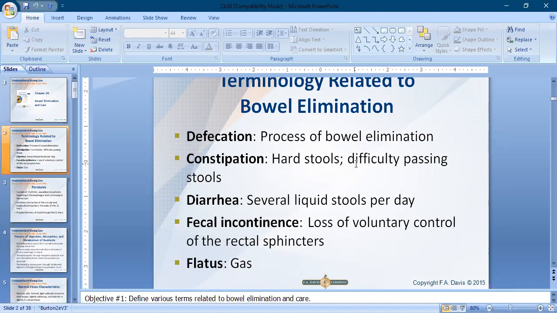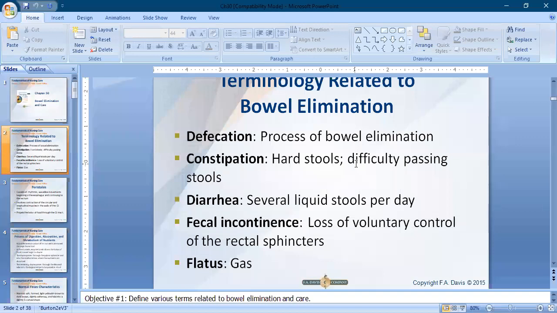Another point is diarrhea. So what is diarrhea? Diarrhea means excessive, several liquid stools per day. Diarrhea can cause dehydration because of fluid loss, or fluid and electrolyte imbalance. If the vomiting or diarrhea is too much, they lead to fluid and electrolyte imbalance, including metabolic acidosis, and skin breakdown around the anus.